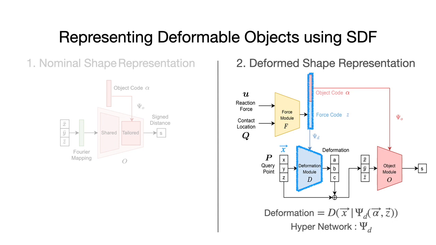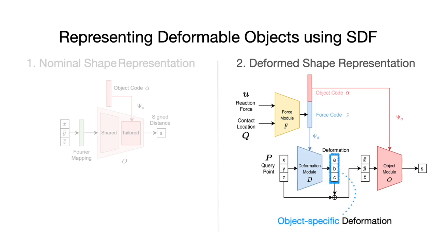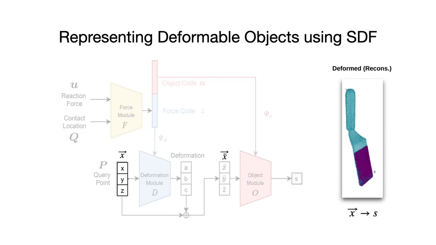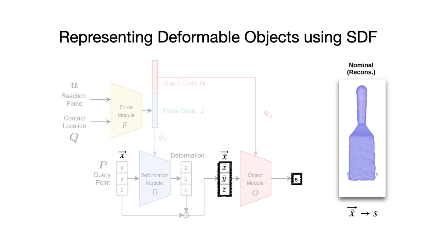The deformation model is conditioned by a concatenated latent code pair, alpha and Z, to capture the underlying object-specific deformation behavior. This results in different deformation fields for different objects, despite similar contact location and reaction force measurements. So the zero-level sets of X to S becomes the representation of the deformed object. And zero-level sets of X bar to S becomes the representation of the nominal shape.